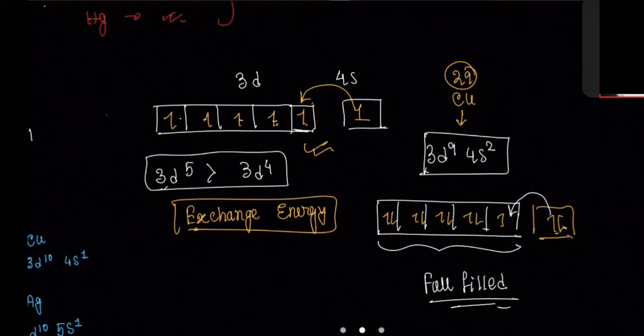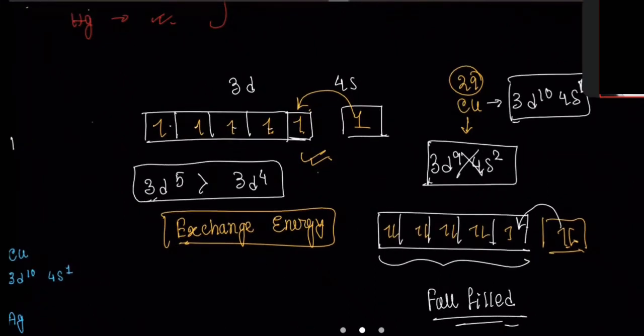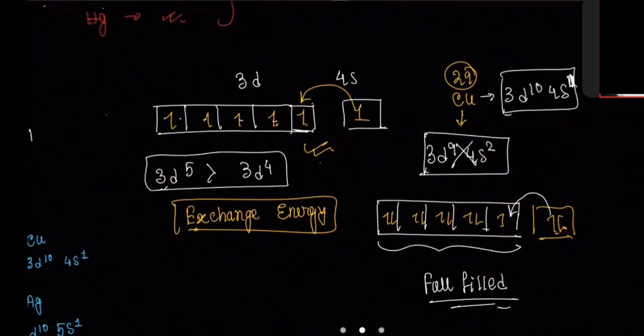So that's why this electron takes the jump and comes to the d orbital, and 3d10 4s1 is the proper electronic configuration over here as well. So these are the only two exceptions in the first transitional series. Okay, these are the only two things. One is for the exchange energy, another one is the fulfilled stability.